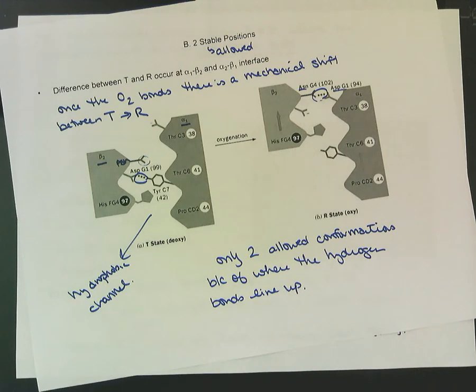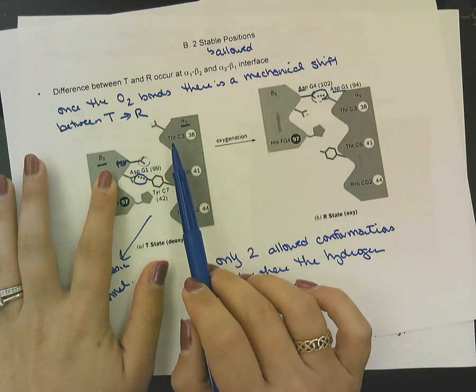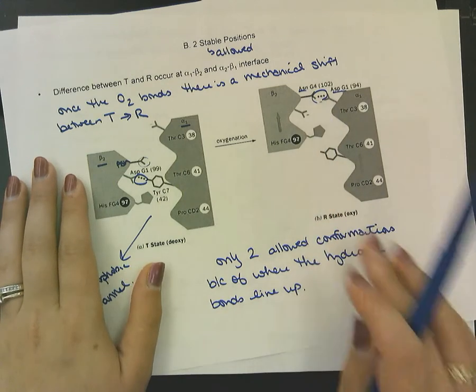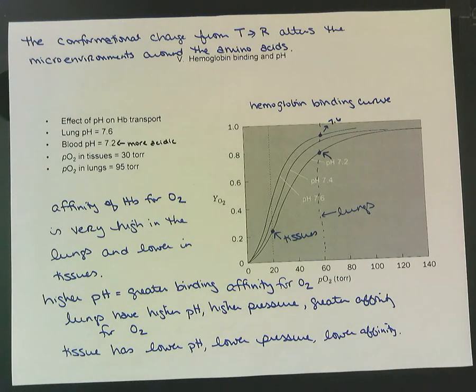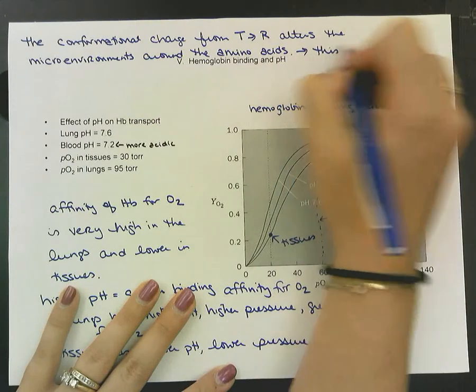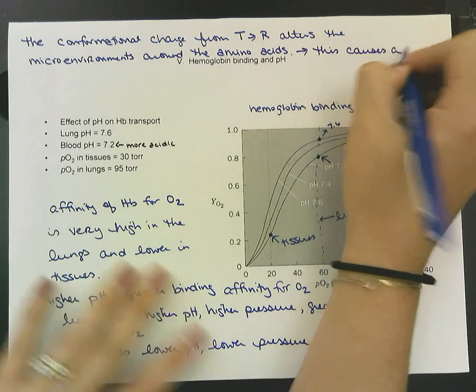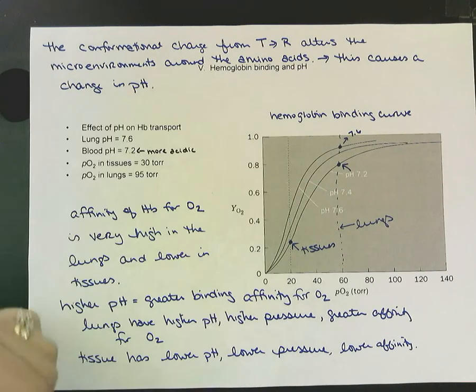Right, with our hydrogen binding and our oxygen, there's a mechanical shift in which, in this case, the alpha-beta channel shifts, and there was a hydrogen bond there, and now it's a hydrogen bond up here. So that mechanical shift in that area is obviously affecting the amino acids in that channel, and it's going to cause a change in pH in that channel.